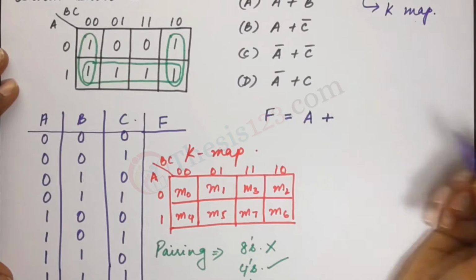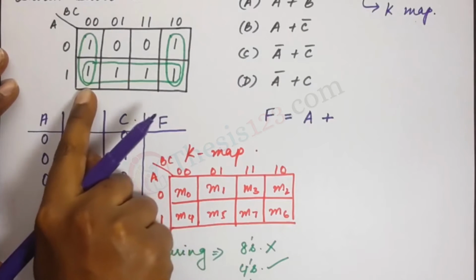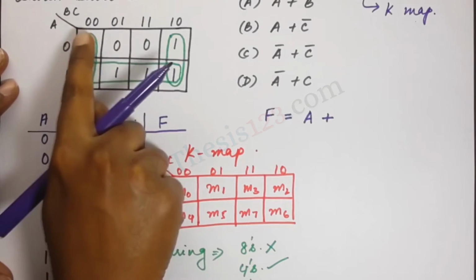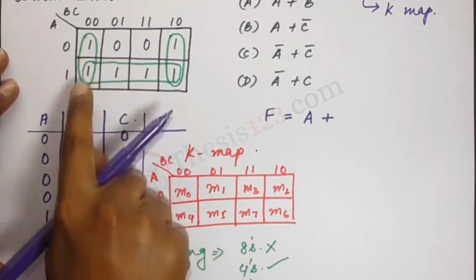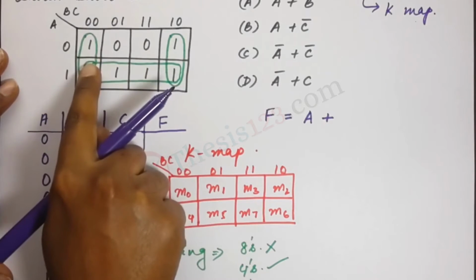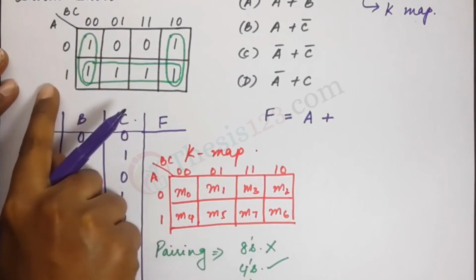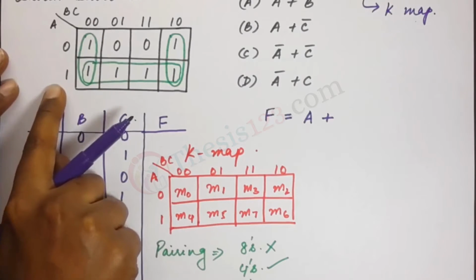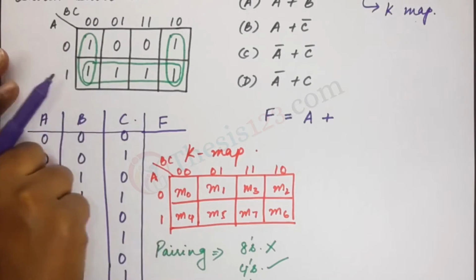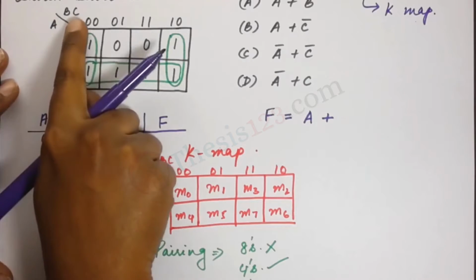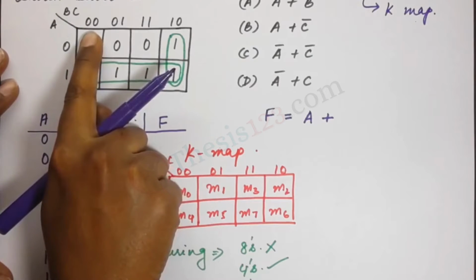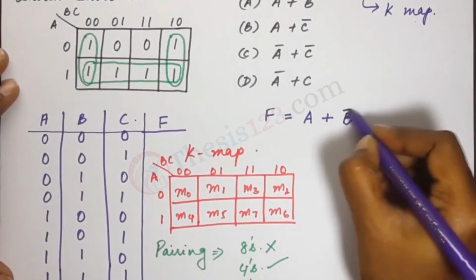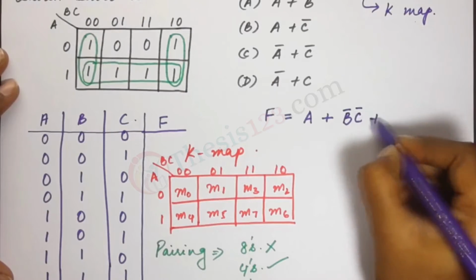So next, let's look at this group here, the 2 ones here. Now we see that BC is 0, 0, 0, 0. There is no change in anything else. Therefore, we use that. Now here A, there is 0 and 1, so there is a change. So we ignore that. We don't consider that. We consider the BC, which is not changing. And since the value is 0, 0, we write that as B bar, C bar.